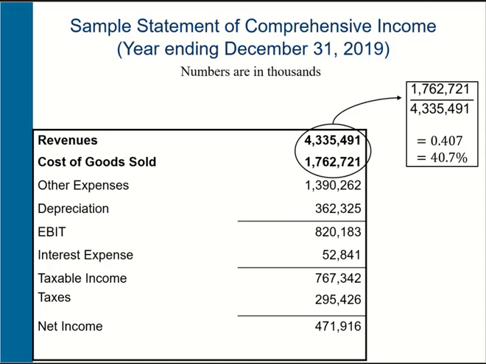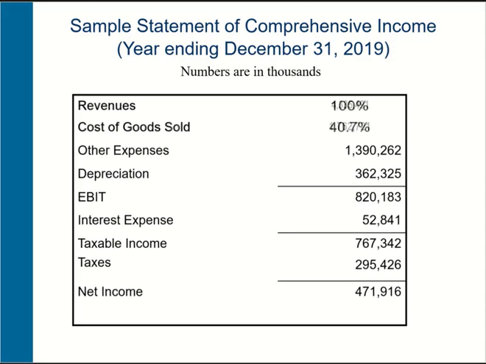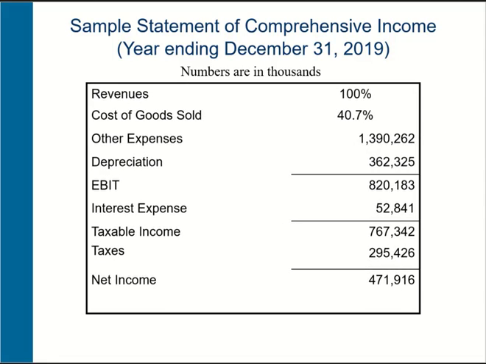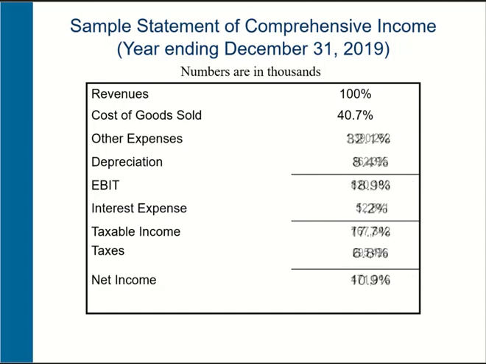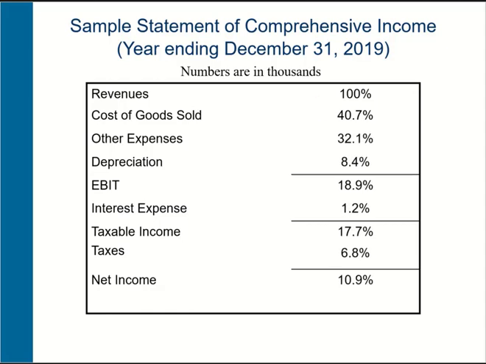So this gives us a quick sense of the gross profit margin of the company. In other words, we now know that for every dollar that the company earned, they had about 60 or 59 cents available to pay all of their other expenses. So again, we do this for all of the accounts, in each case simply dividing by total revenues there.